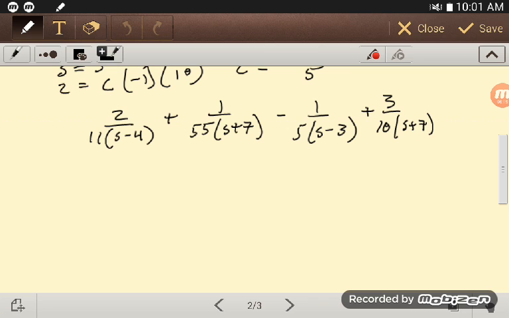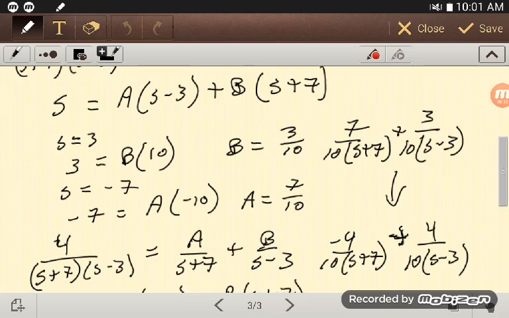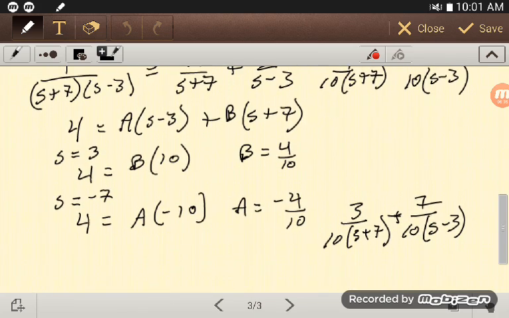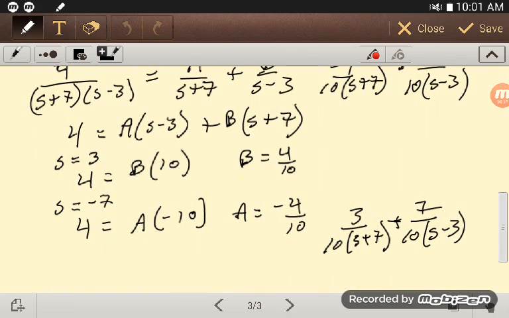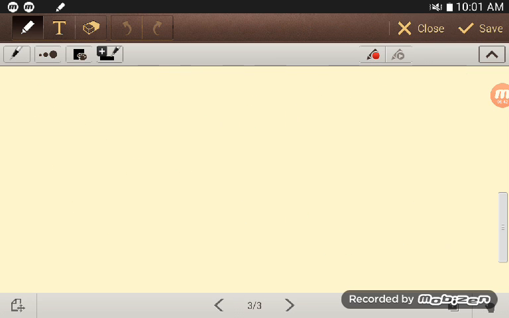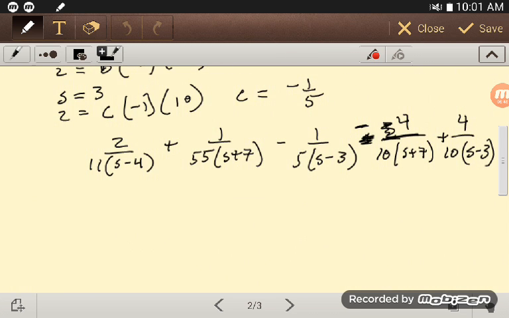3. Wrong. Minus 4. And then a plus 4 over 10 s minus 3. Again, double check that. No. See, that's the problem with going back and forth. Sorry. 3 and a positive 7. Okay, so I might have it this time. You just never know.